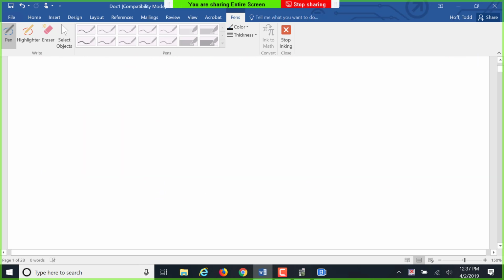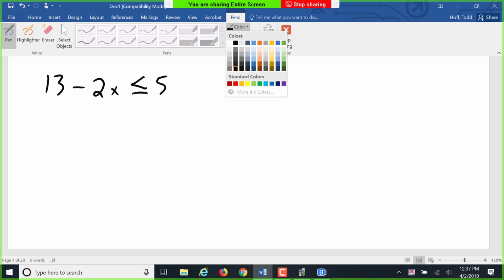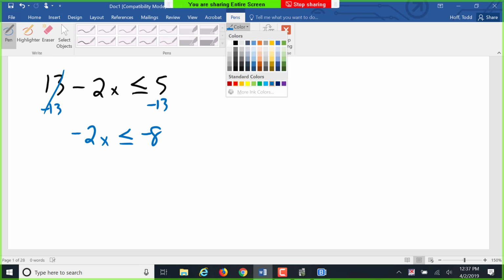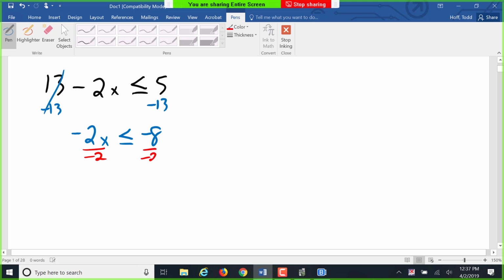As far as defining domains like that. Also, when we solved inequalities, things like 13 minus 2x is less than or equal to, let's make it 5. When we solved that, what did we have to do? What's our first step? We subtract 13, just like solving an equation. So we have negative 2x is less than or equal to 5 minus 13, which is negative 8. What's the next step? Okay. Perfect. We divide by negative 2, and since we divided by a negative, we have to remember to flip the sign. So x is greater than or equal to a positive 4.